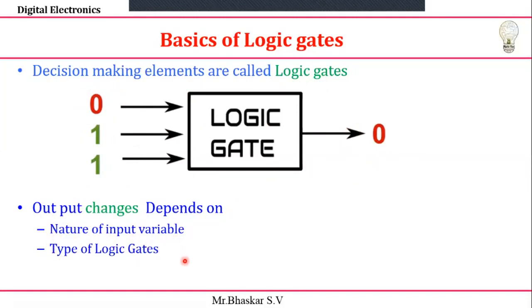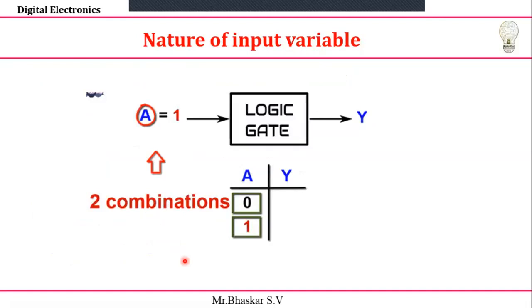First, we look at the nature of input variables. How are we going to take them? Let's take this as my logic gate. Later we are going to define different types of logic gates. So I have an output and only one input variable. Here I'm going to take A as my only input variable. Then how many combinations can we get? For one variable, we have two combinations: either my A variable is 0 or it is 1. So these two combinations only I can get from one input variable.